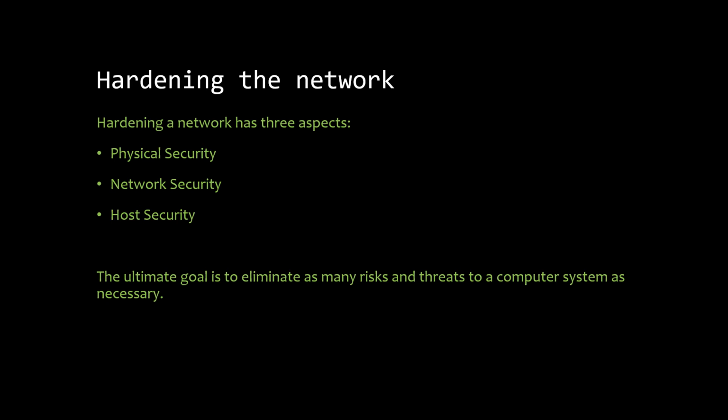Once one can recognize threats and vulnerabilities, it's time to apply security hardware, software, and processes to your networks to prevent these things. This is called hardening the network. There are three aspects, which include physical security, network security, and host security. The ultimate goal is to eliminate as many risks and threats to a computer as necessary.